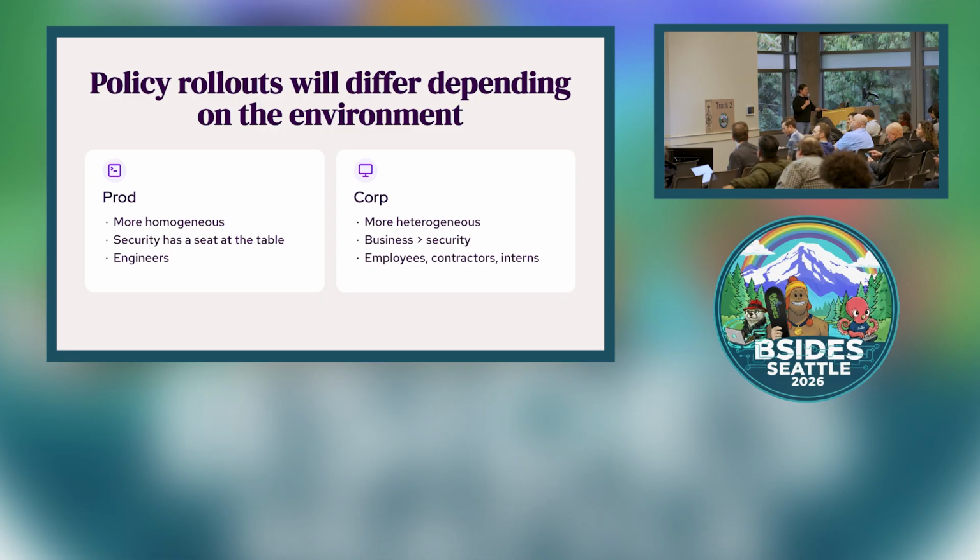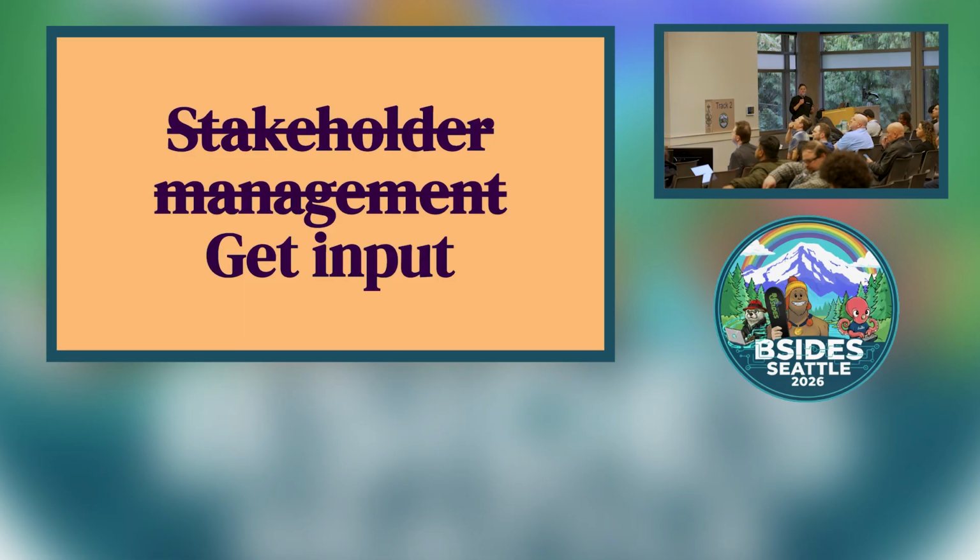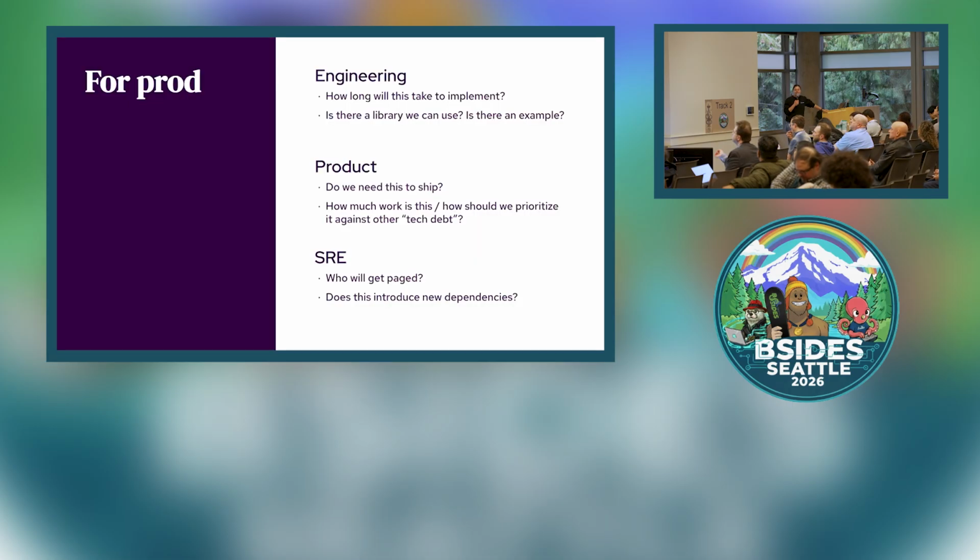So let's jump into what that looks like. The first thing you're going to do is everyone's favorite topic, stakeholder management. Can you tell I miss being in a large organization? I don't. You have to identify who you're going to work with, get their input, and make sure they're on board. Going back to those two different kinds of environments, for your prod environment, that's usually going to be engineering. And engineering wants to know, well, first of all, do I have to do this? And if I have to do this, how long is it going to take?